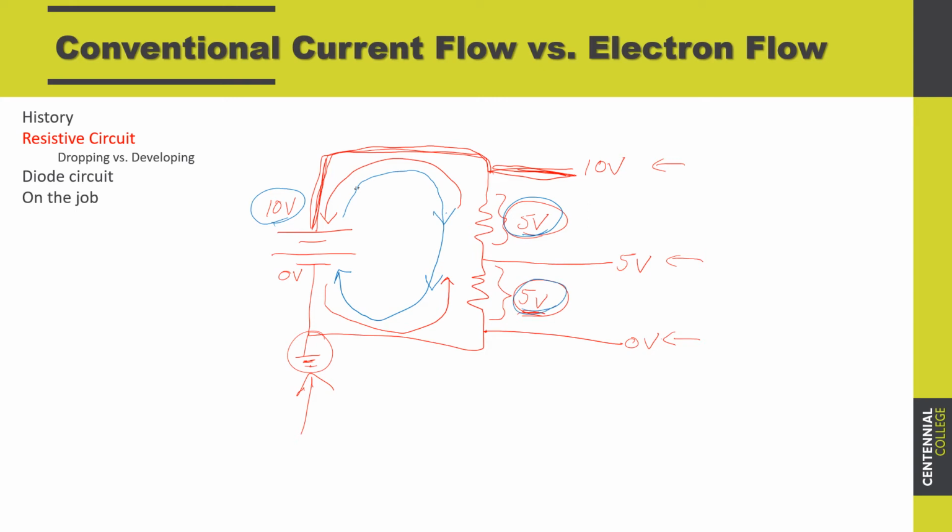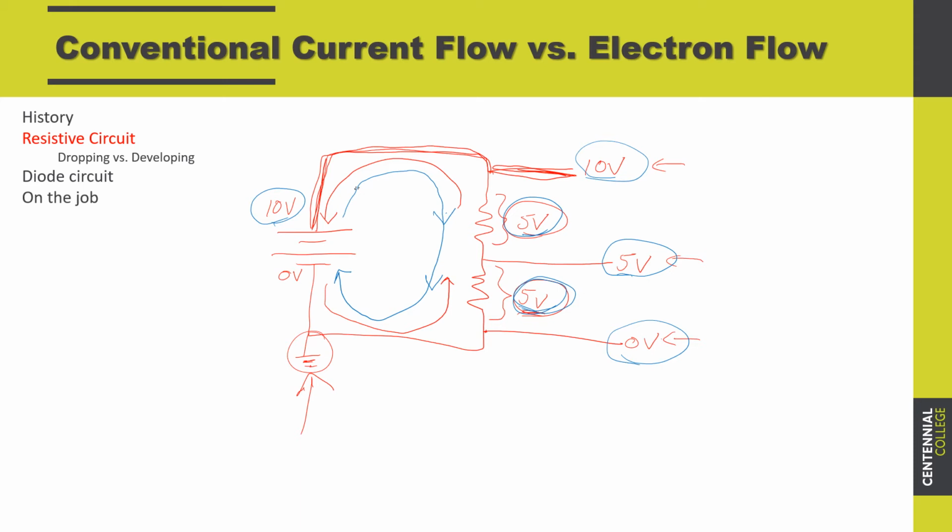And so as we travel through the circuit, I could say I started with 10 volts, then I dropped 5 volts, leaving me with 5. I dropped another 5 volts, leaving me with 0. And this is where the term dropping comes. It seems to really make sense.